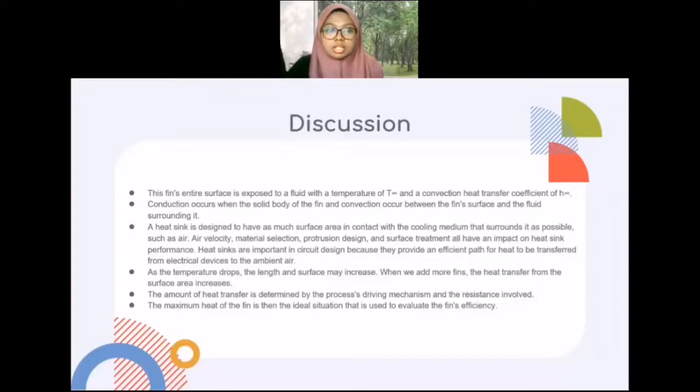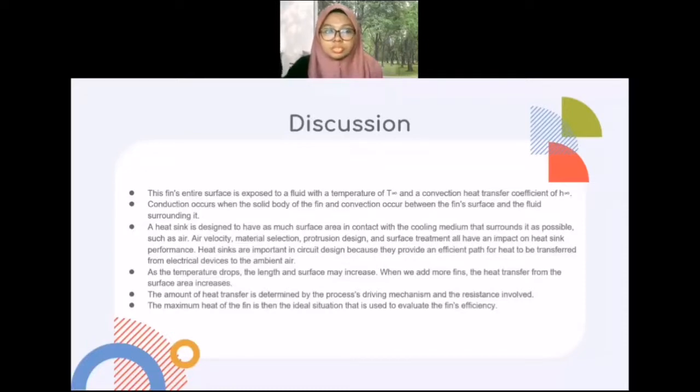A heat sink is designed to have as much surface area in contact with the cooling medium that surrounds it as possible, such as air. Air velocity, material selection, protrusion design, and surface treatment all have an impact on heat sink performance. Heat sinks are important in circuit design because they provide an efficient path for heat to be transferred from electrical devices to the ambient air.